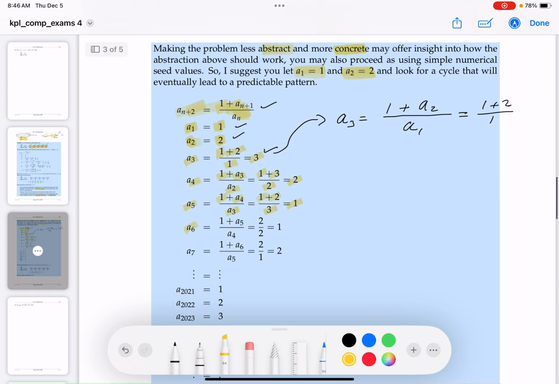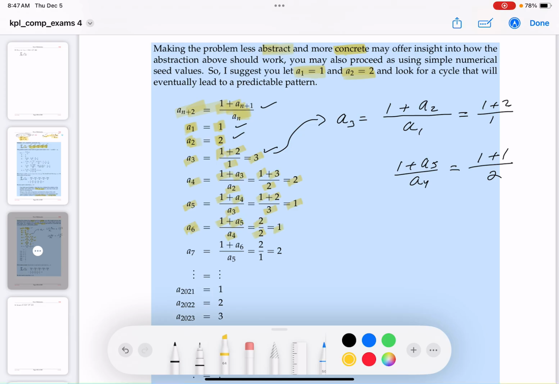I go to A6. What do I get there? 1 plus A5 over A4. What's A4? It's 2. What's 1 plus A5? Let's take a look at that. Maybe we should write that down too. 1 plus A5 over A4. What's A5? Well, it's 1. So 1 plus 1. What's A4? It's 2. 1 plus 1 is 2. 2 divided by 2. Oh, look at that. It's 1. What a nice, easy number.